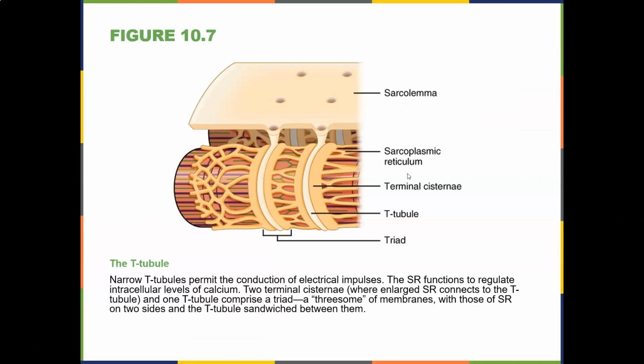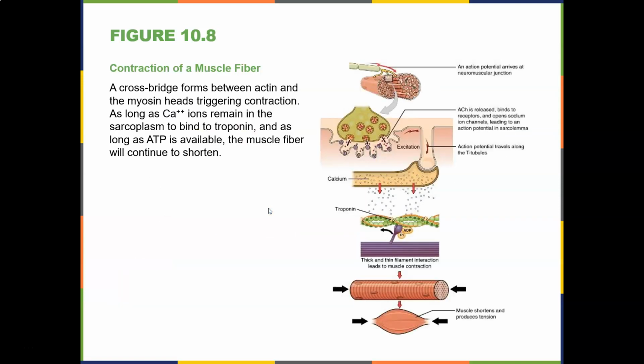Again, sarcolemma, sarcoplasmic reticulum, T-tubule, and the triad. Contraction of muscle fibers: an action potential arrives at the neuromuscular junction. So what you want to do is, this is the basis of brain, muscle, and heart. Right? So we're going to talk a lot about this neuromuscular junction and how neurotransmitters are released and how it affects it. So you want to pay attention to how this works.